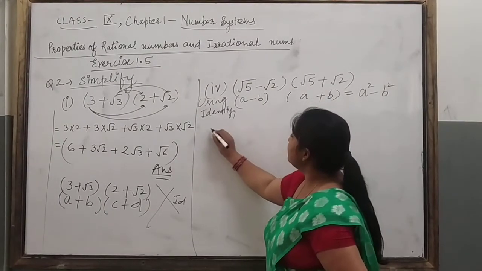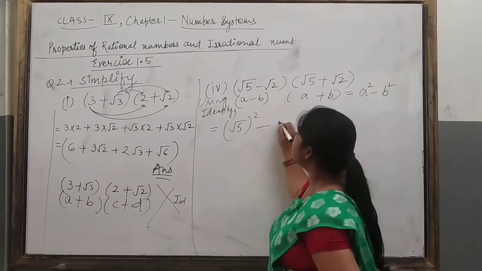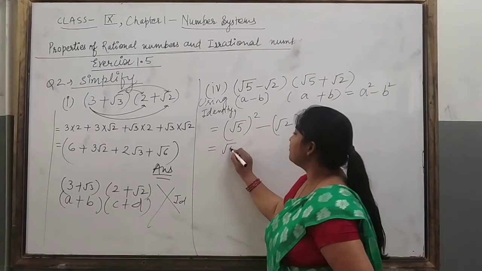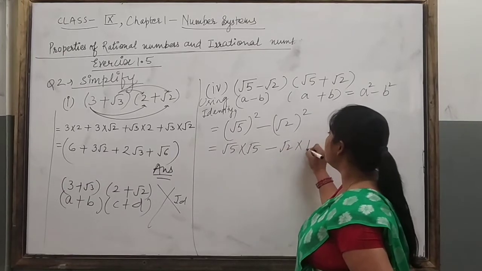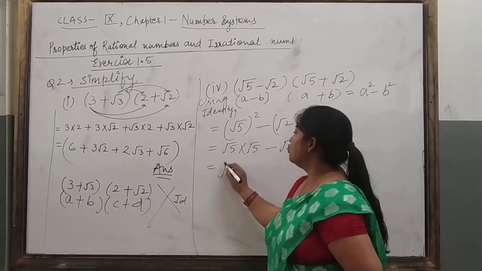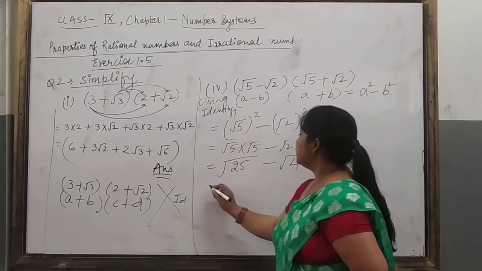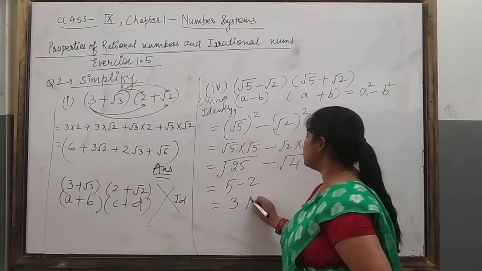What is your A? A is root 5. So root 5 square minus root 2 square. Root 5 square means root 5 into root 5 two times, minus root 2 into root 2 two times. You can solve: root 5 into root 5 is 5, minus root 2 into root 2 is 2. That will be 5 minus 2, and that is 3. So this is your answer.